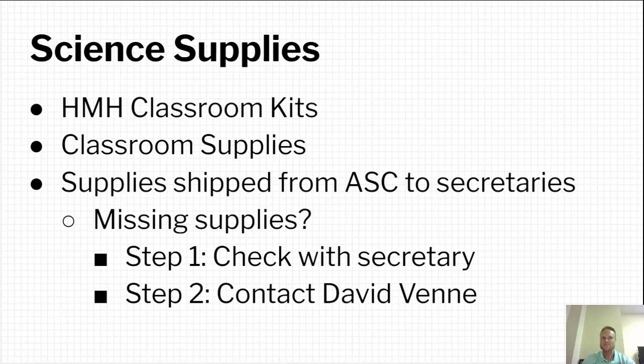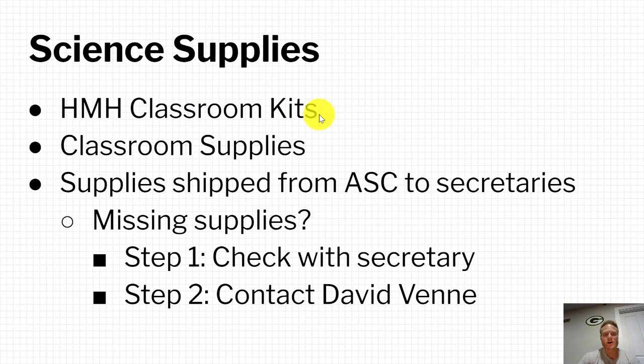When it comes to science supplies, there's really three areas where you could be looking for materials. One is each classroom should have an HMH science kit. And in that kit will be a variety of things, including consumable and non-consumable items. Your consumable items in your HMH classroom kits likely were consumed if you were doing many of the science experiments.